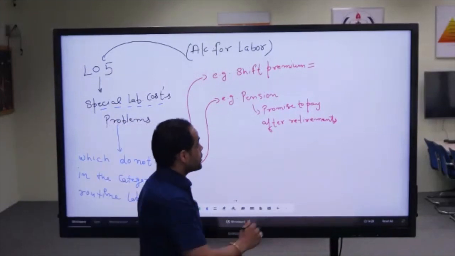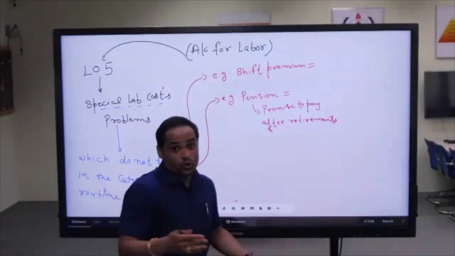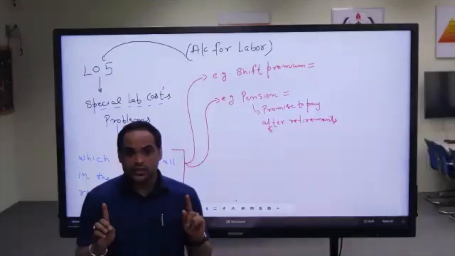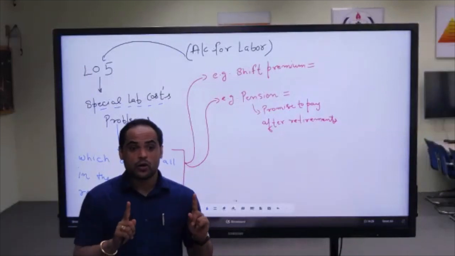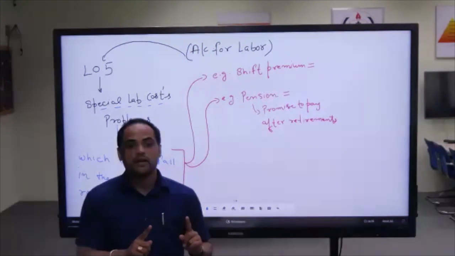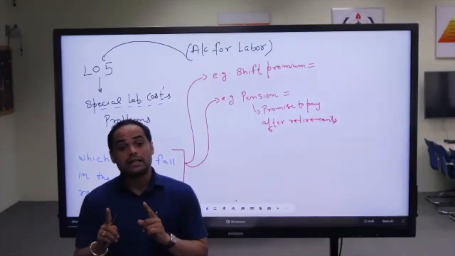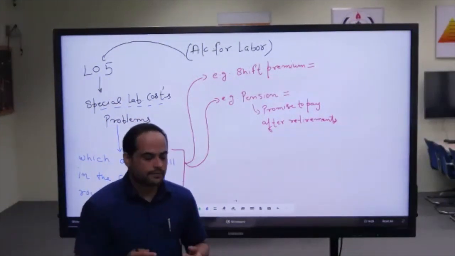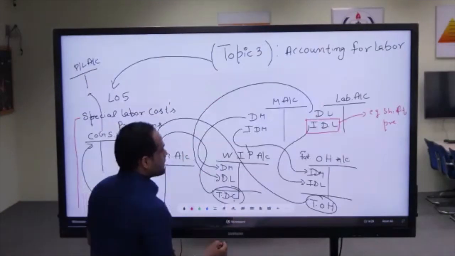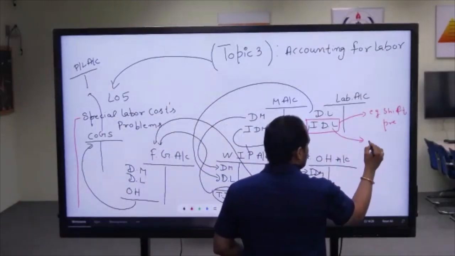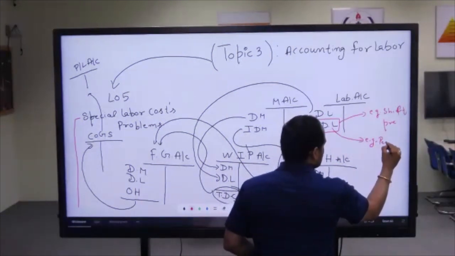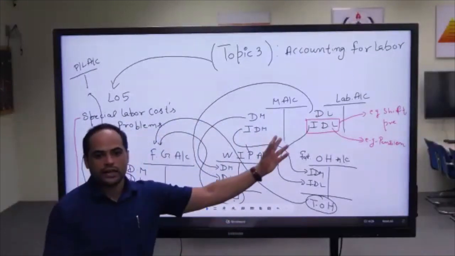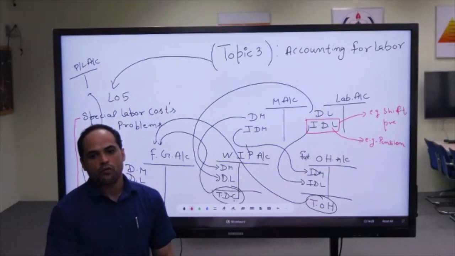So this pension is your labor cost because you are paying your worker, but it will not be treated as a direct labor cost. No, it will be treated as indirect labor, which means it's part of your factory overheads, right? So that's part of your factory overheads.